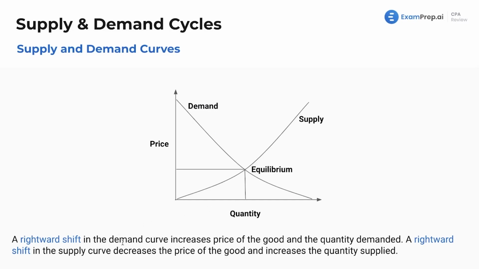A rightward shift in the demand curve increases the price of the good and the quantity demanded. Makes sense, right? What we just saw. You can think about that also. If everyone wants a new car, well, the price of cars is going to go up and the quantity demanded goes up. If supply goes up, the quantity supplied of cars goes up and the price goes down because there's more supply in the market. A rightward shift in the supply curve decreases the price of the good and increases the quantity supplied.